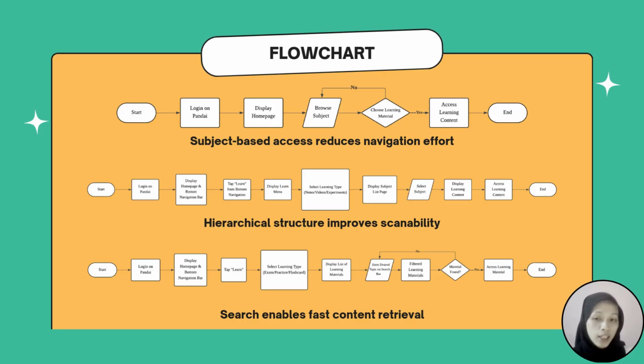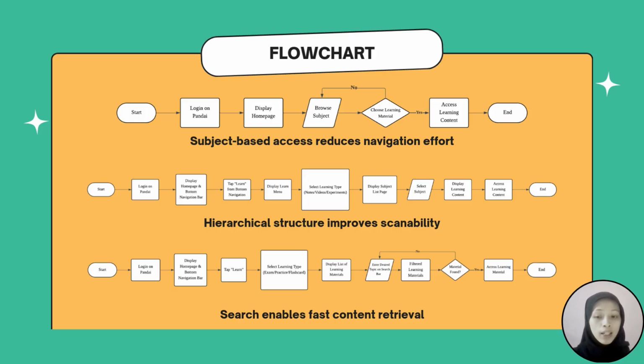Next one is the hierarchical structure. The flow starts with the user logging in and viewing the home page with the bottom navigation bar, where they need to access the Learn menu. Users then need to select the learning type such as notes or videos, followed by choosing a specific subject from the subject list page before accessing the learning content. This hierarchical structure improves scannability by guiding users step by step through clearly defined content levels, allowing them to locate information effectively without being overwhelmed.